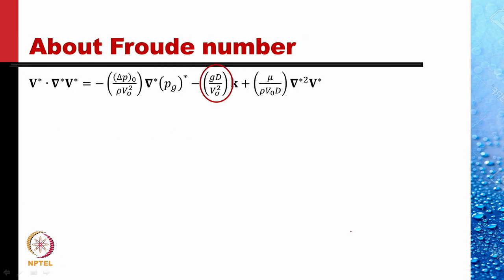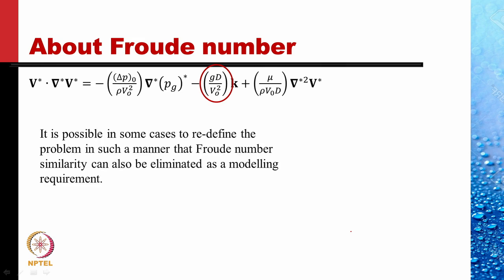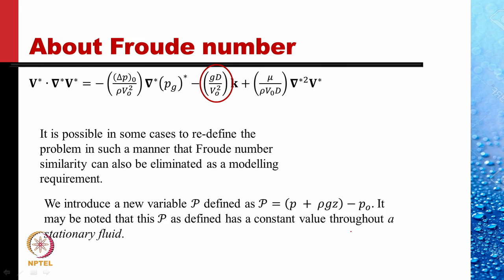Now, let's talk about the Froude number. Froude number is defined as V naught divided by square root of g d. It is possible in some cases to redefine the problem in such a manner that the Froude number similarity can also be eliminated as a modeling requirement. We introduce a new variable, script P, defined as script P equals P plus rho g z minus P naught. It may be noted that script P is defined to have a constant value throughout a stationary fluid.